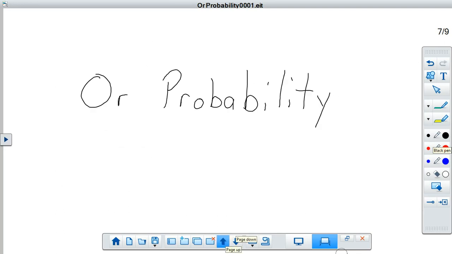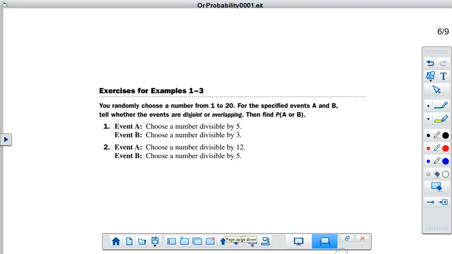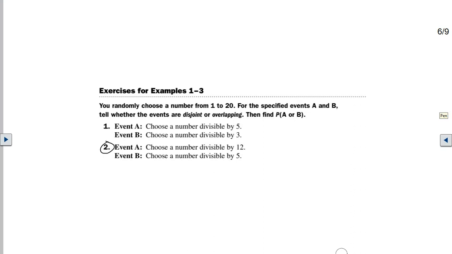Oops, wrong screen. There we go. Okay, so let's look at a couple examples here. It says you're randomly choosing a number from 1 to 20. So you might put them on a slip of paper, throw them in a hat, whatever. For the specified events A and B, tell whether the events are disjoint or overlapping, then find the probability of A or B. I'm going to actually start with the second one here first. So I'll start with this one here. It says event A is choose a number divisible by 12. Event B is choose a number divisible by 5.